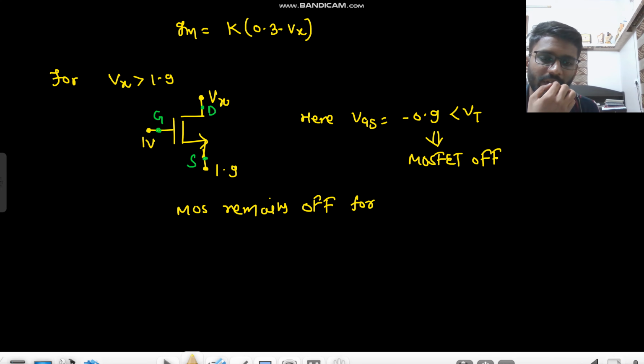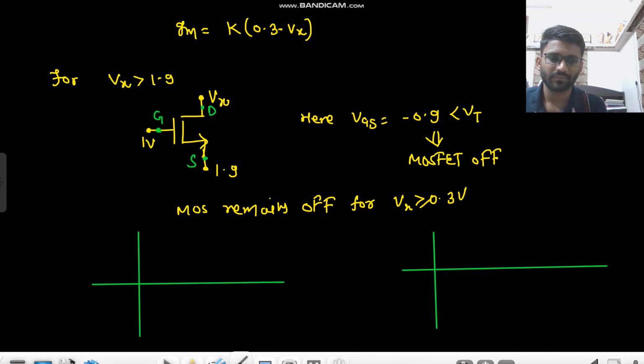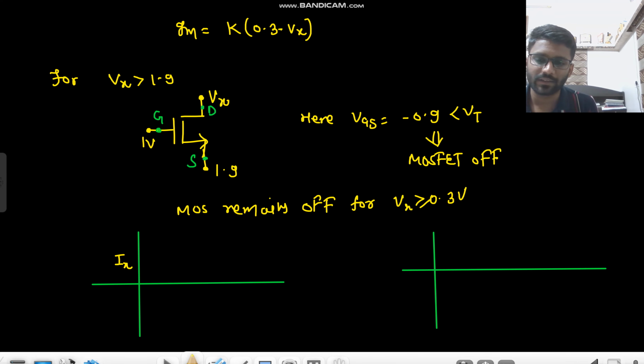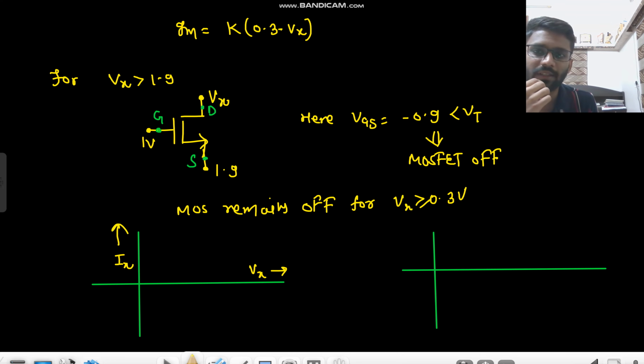For Vx greater than or equal to 0.3 volt, we will just draw the final characteristics, Ix versus Vx. Also, one more thing. In this, talking about this GM, here again minus sign will come. That same concept that I told you earlier. Here again minus sign will come.